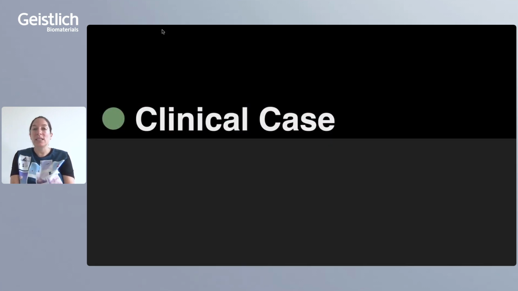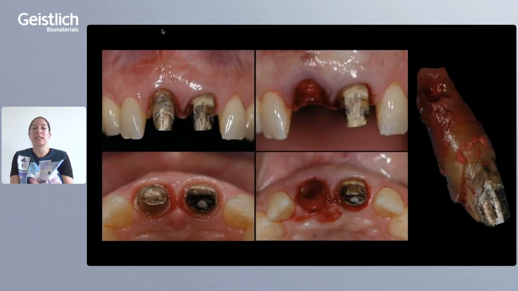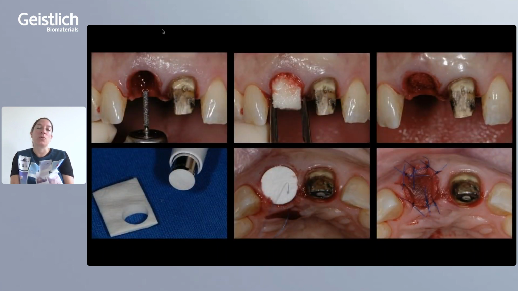I will now show you this case that I had started with, this patient that came with 2 central incisors that had been restored already. One central incisor, the right one, had to be extracted due to recurring endodontic complications, and the other central incisor was planned for a new tooth-borne crown.